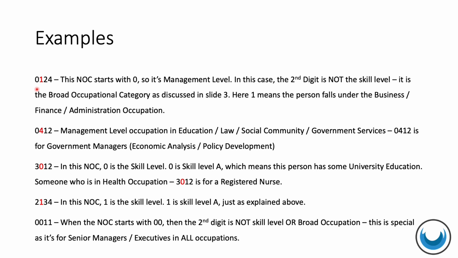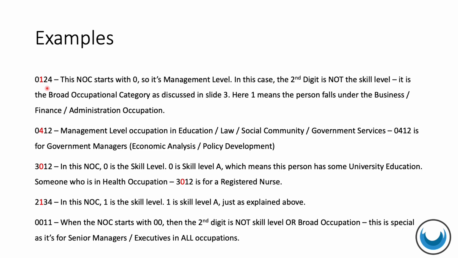we know that if a NOC code begins with 0, then the second digit is not the skill level. The second digit is actually the broad occupational category. So we understood that this person is in a management level position because the NOC code begins with 0. They are in the occupational category of business and finance because the second digit is 1. Then in this case, we look at the third digit, which is 2.